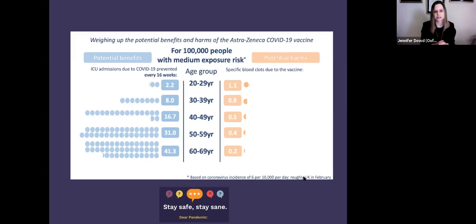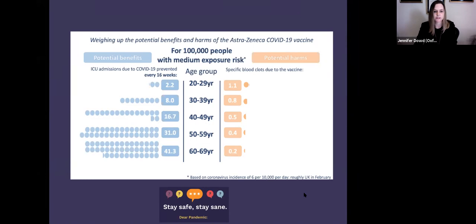There were many figures that came out trying to put that risk in context, but I found this one particularly helpful, that compared the risk at different ages to ICU admissions due to COVID itself. But it was really tricky, and I worried a lot about coming back and communicating to our followers that yes, there actually might be something dangerous about this particular vaccine.